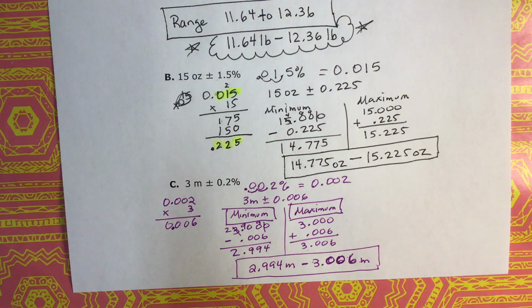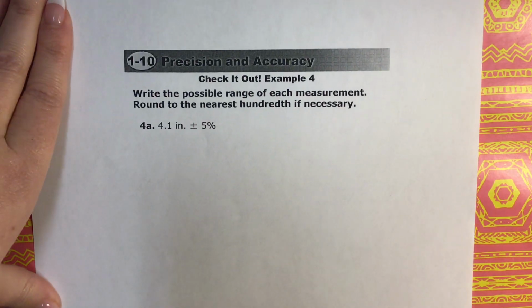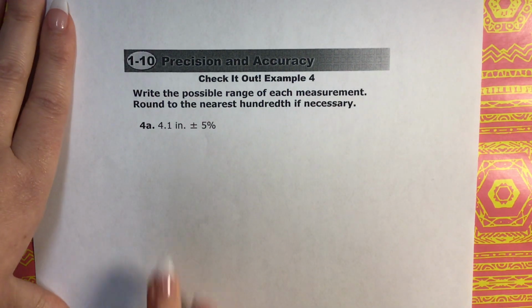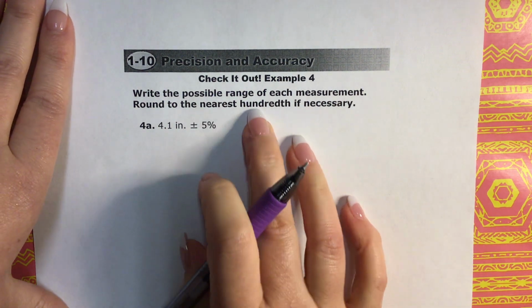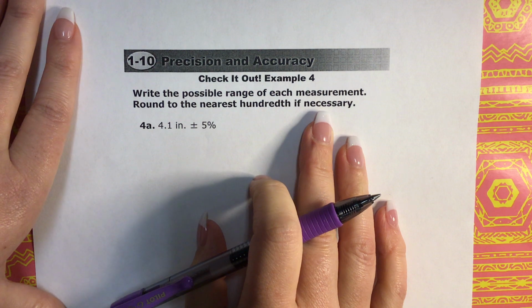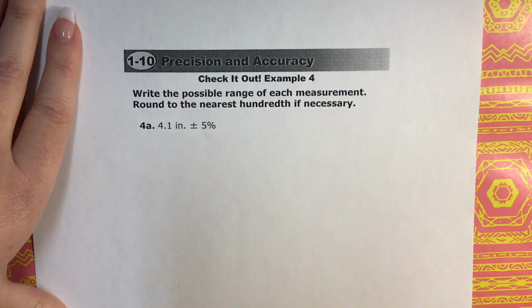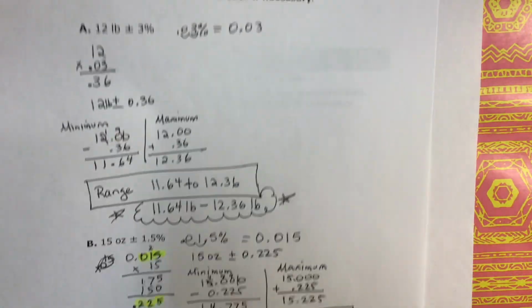All right, now if you flip to the back page of your notes, we have some check it out examples for example 4, where you're going to find the possible range of each measurement, round to the nearest hundredth if necessary. Oh, we forgot to round to the nearest hundredth. Oh, we should have done that. Did that say round to the nearest hundredth if necessary? Oh, we didn't do that.